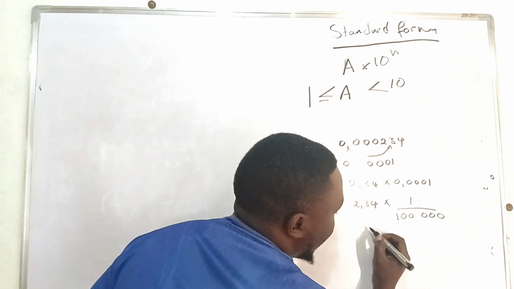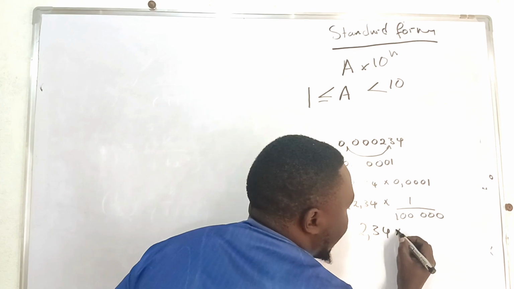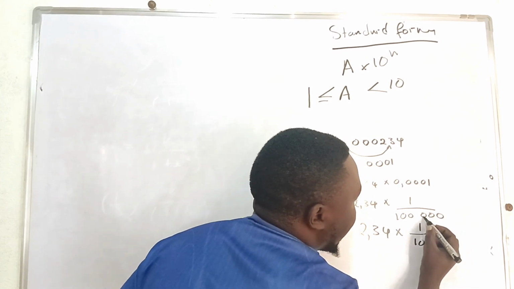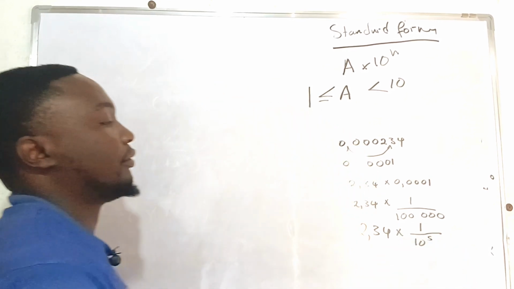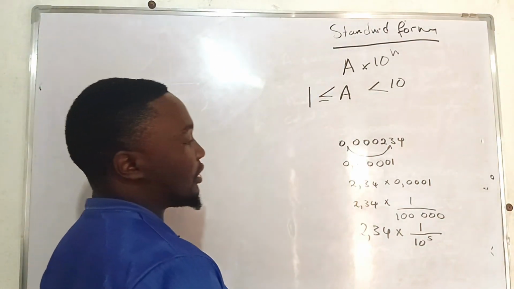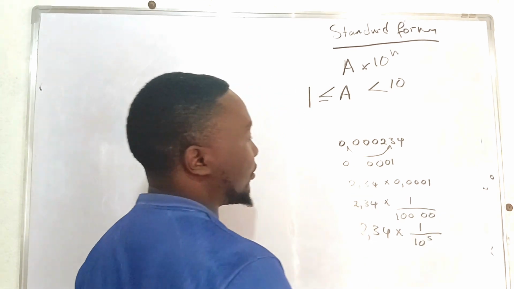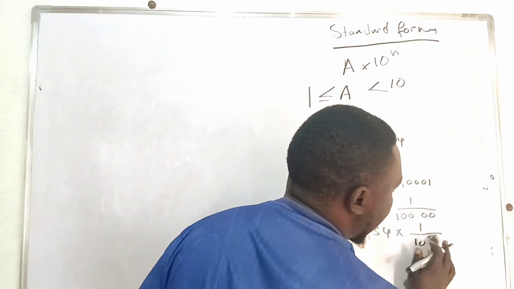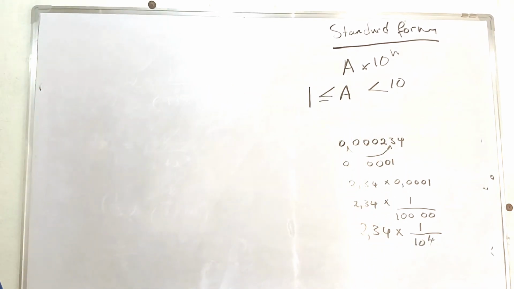So after this, you're going to have 2.34 multiplied by 1 over 10 to the power 1, 2, 3, 4, 5. Sorry, there was an error here. This was supposed to be 10,000. So this is 10 to the power 4.